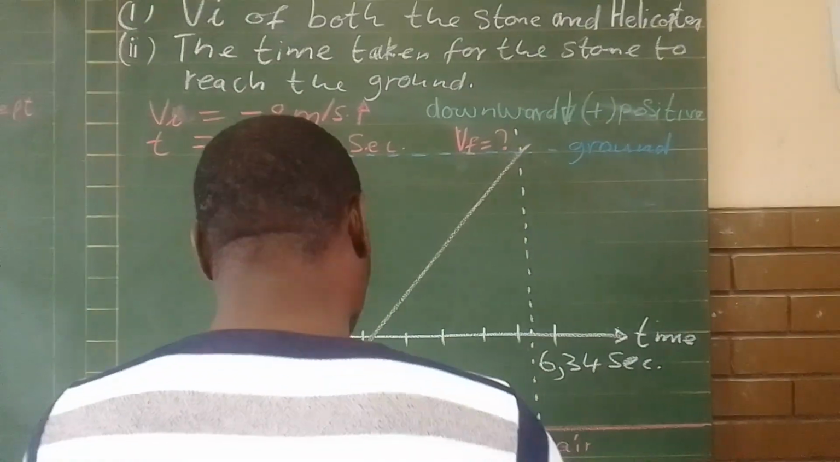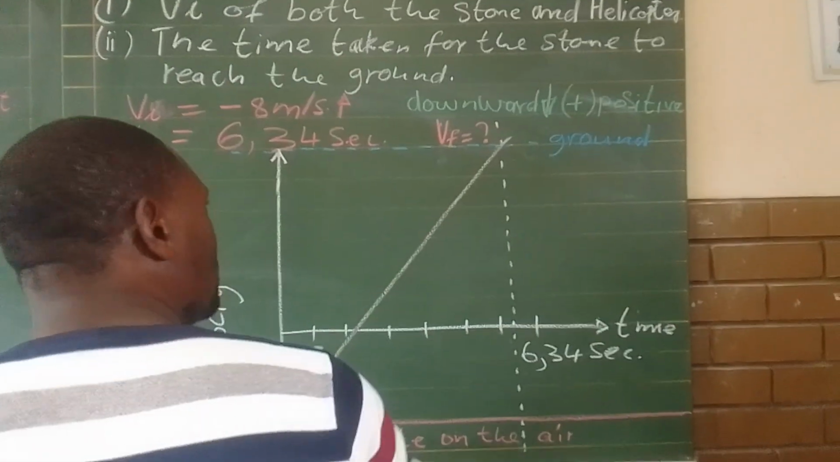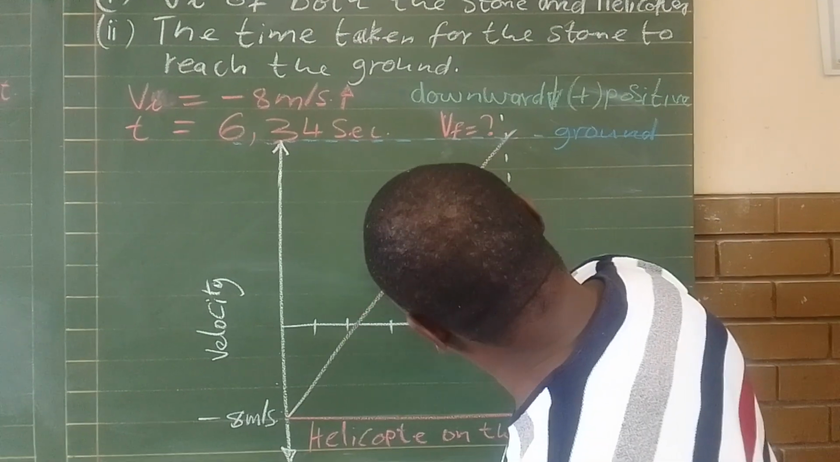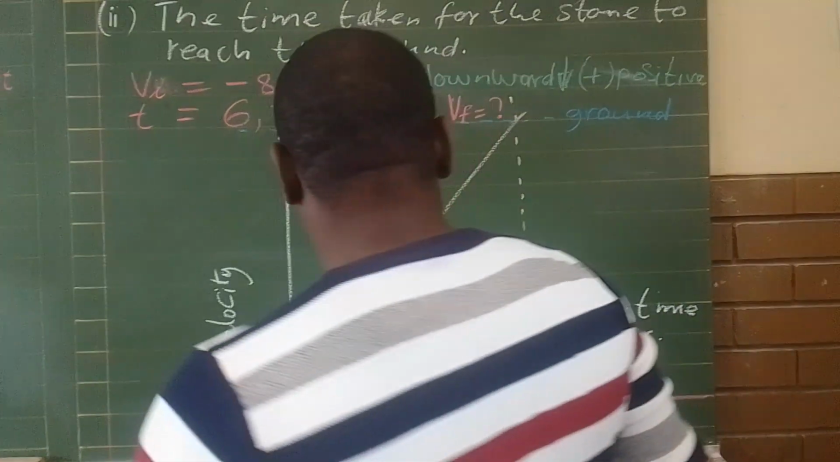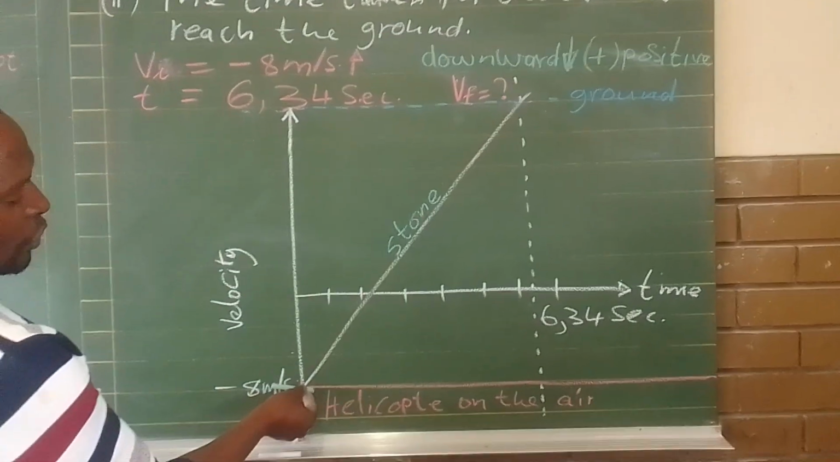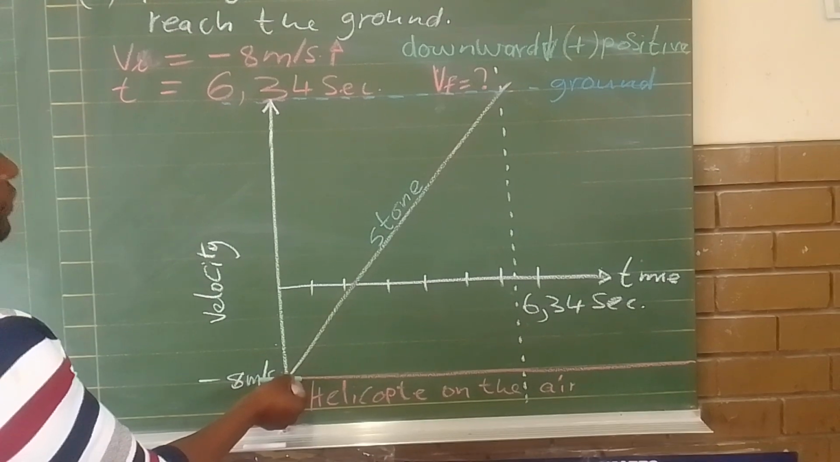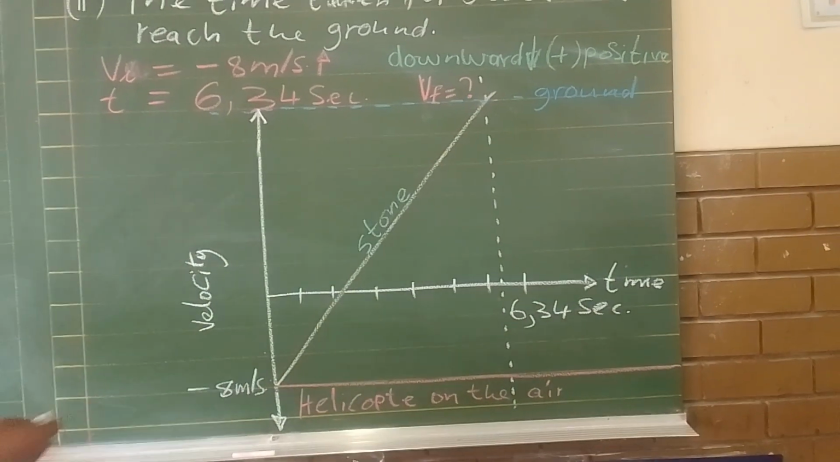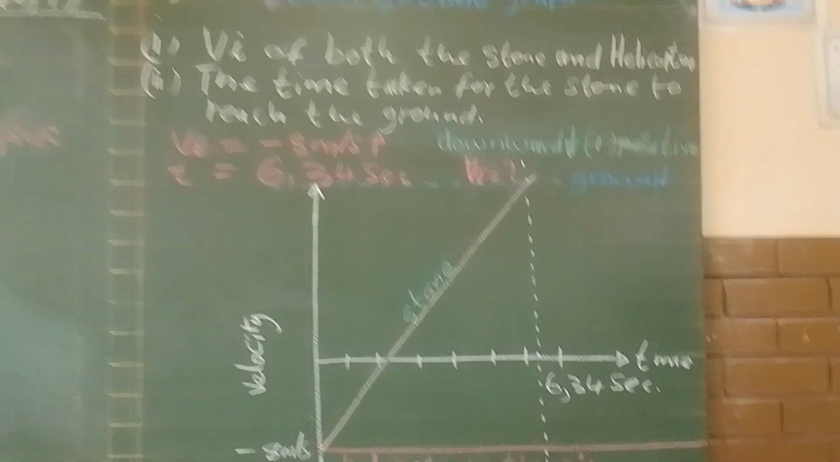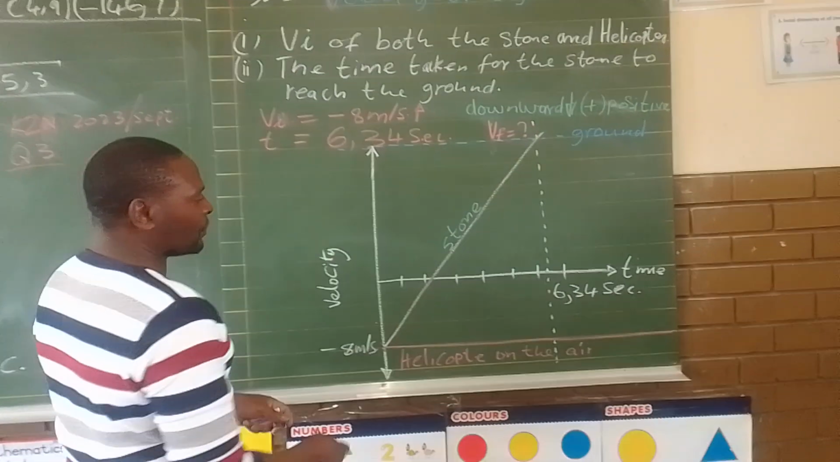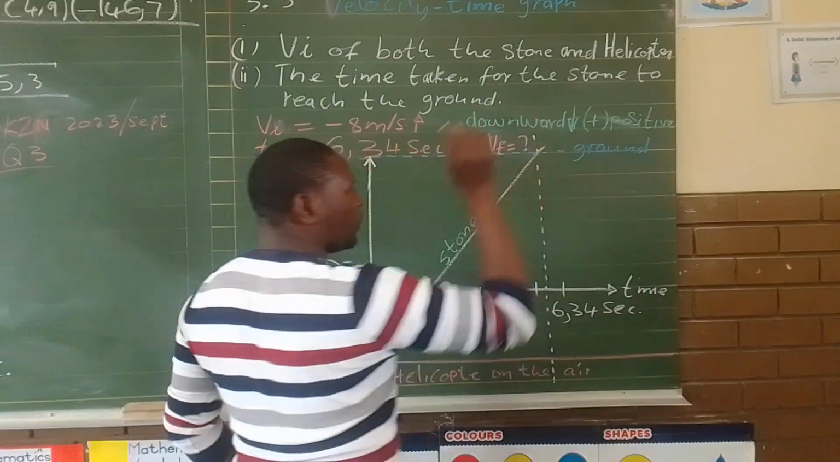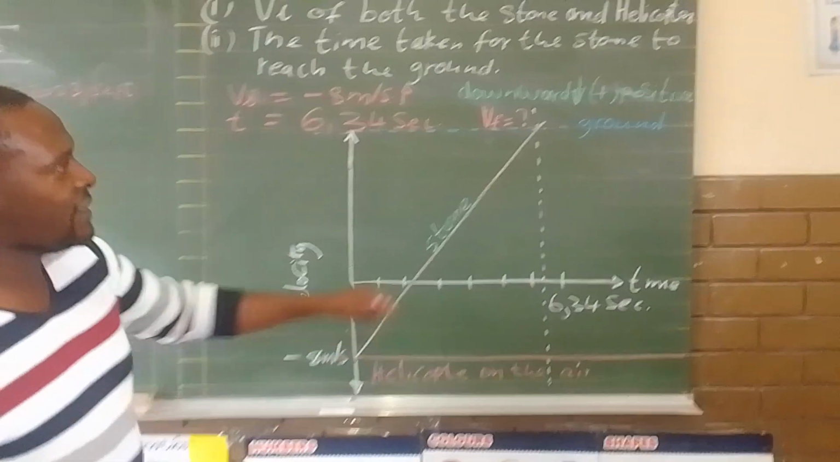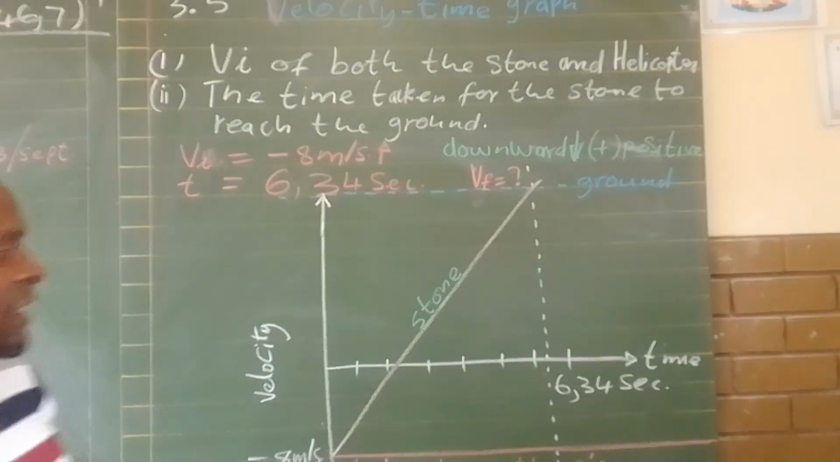Now, this is a helicopter. Then here is going to be our stone. Our stone is dropped from the height of h, which we have calculated as 146,7 meters above the ground. Here it goes, it reaches the ground. Then at this ground, what is the velocity?